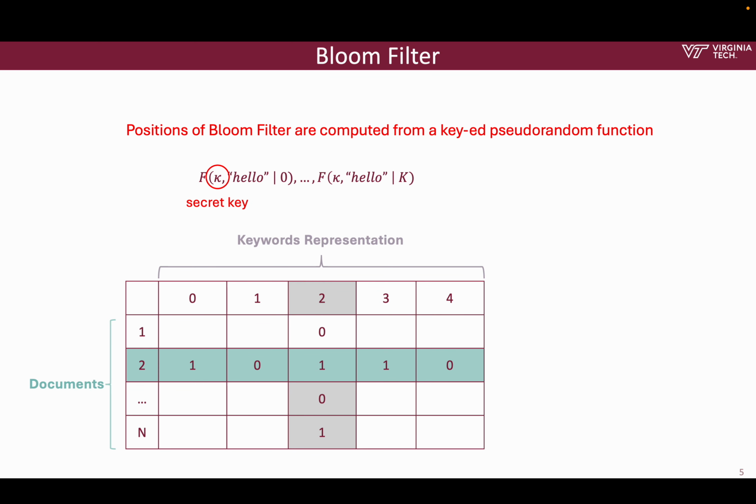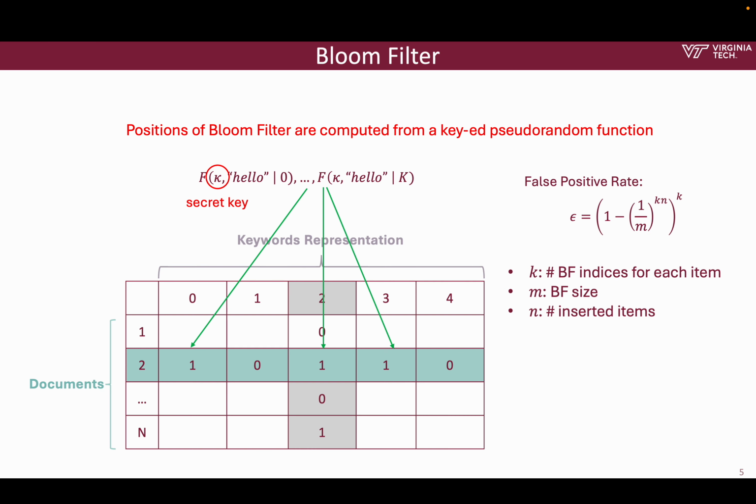For each keyword, its indices in the Bloom filter are computed from a keyed pseudo-random function so that the servers cannot derive which indices correspond to which keyword. Kappa here is a secret key only known by the user. And the positions at the indices of the keyword are set to value 1. We do similarly for each keyword in the document and for all documents to create the table.